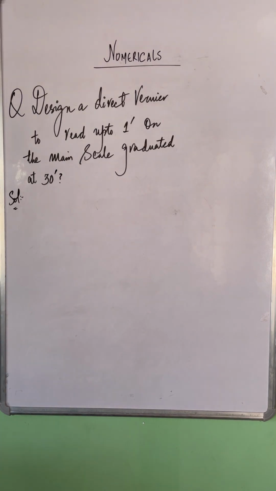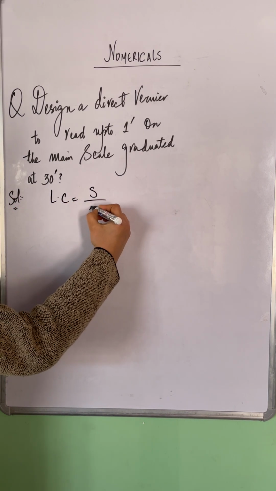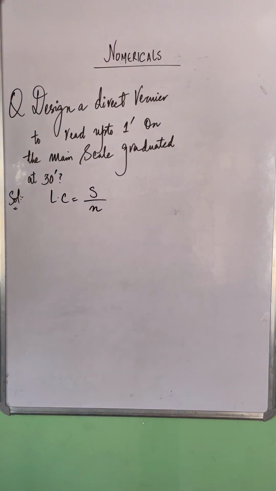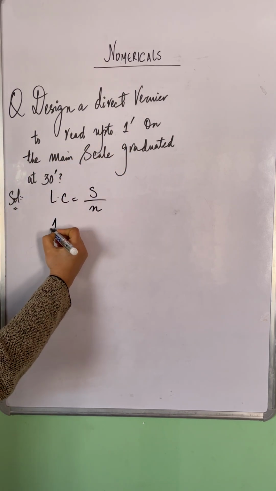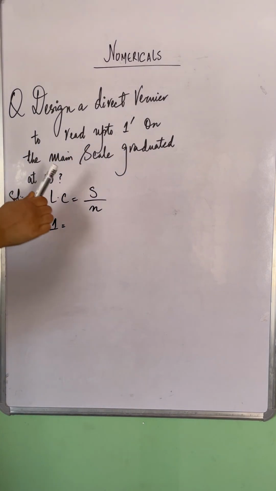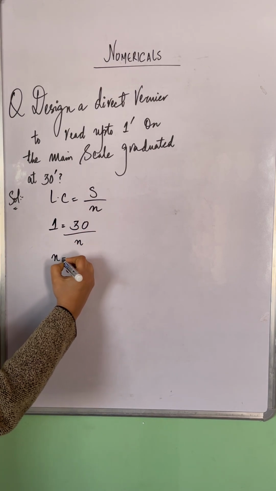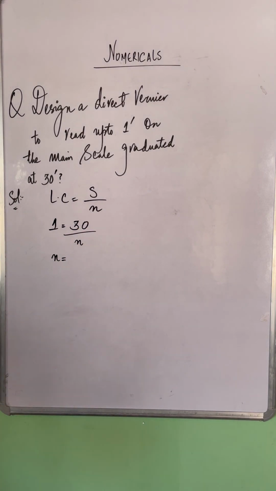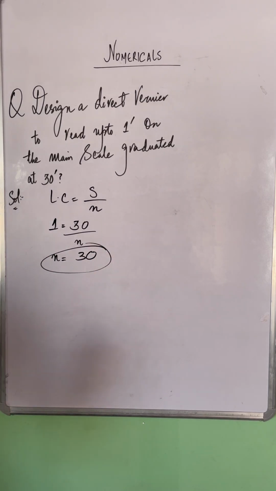Let's solve this. We know that least count is equal to S by N. What is my least count? Design a direct vernier to read up to 1 minute, so my least count is 1. What is my S? 30. That means my N will come equivalent to 30. So how shall I design a direct vernier in this case?